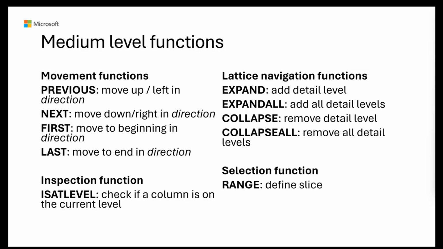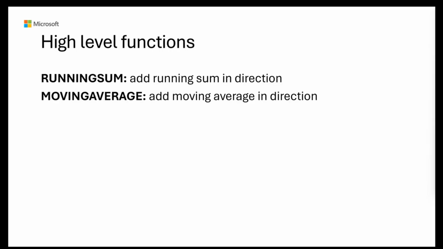You have lattice navigation functions or hierarchical functions: expand, expand all, collapse, collapse all. We already talked about them. And then we'll have a selection function with a range that allows you to easily take a slice if you're not comfortable with window. On top of that, we have running sum and moving average. Those I already showed you.